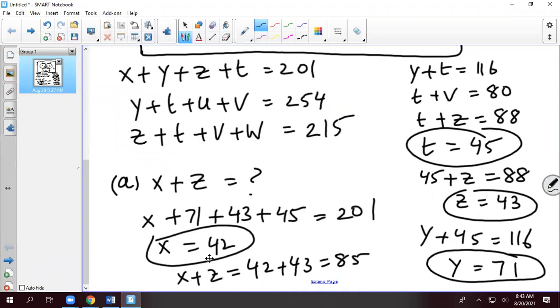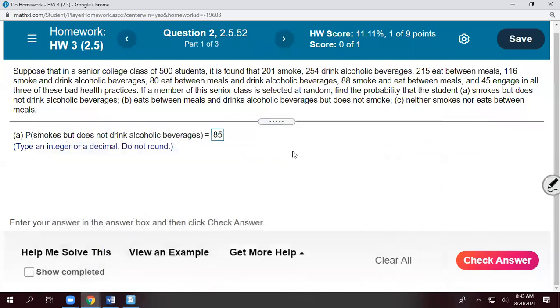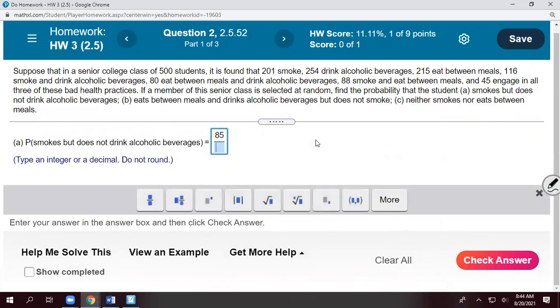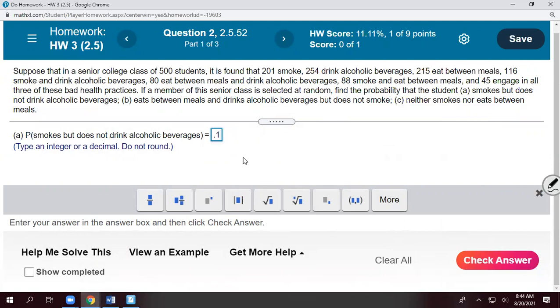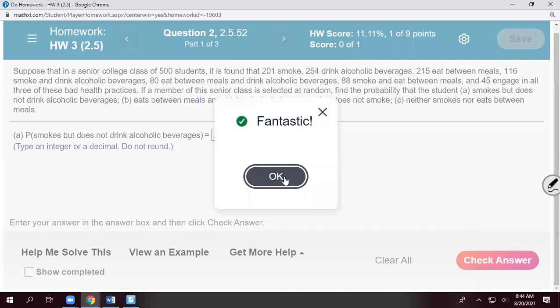X plus z would be 42 plus 43, which is 85. Okay, that's the number of students who would smoke but not drink. The probability would be 85 divided by the total, which is 500. And so this gives us, let's see, type an integer or a decimal. So this would be 170 over 1,000, so that's 0.17. Okay.